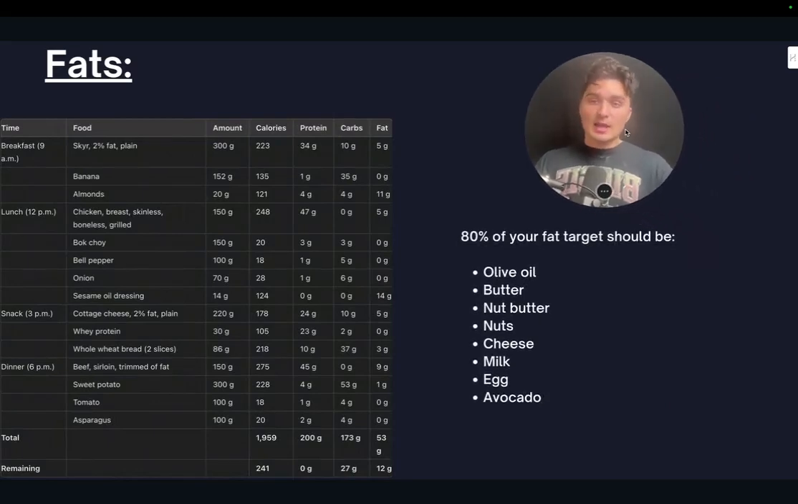Now for fats, I would add almonds. For my breakfast, I'll add them. I'll add sesame oil dressing on my salad and my vegetables. For my snack, I'll add cottage cheese. For dinner, I'll add nothing really. Sweet potato has a decent amount of fat. So now my calories are around 2,200, with 200 grams of protein and 50 grams of fat.